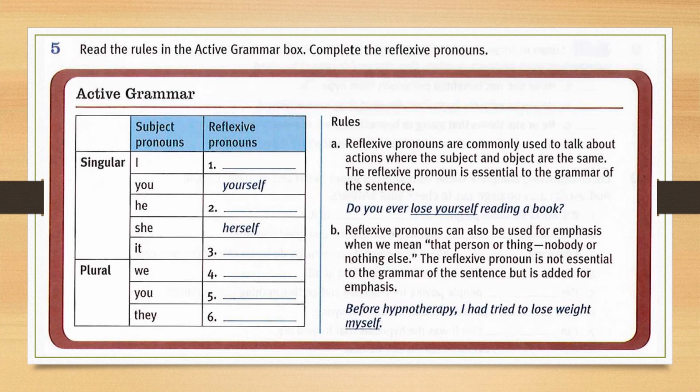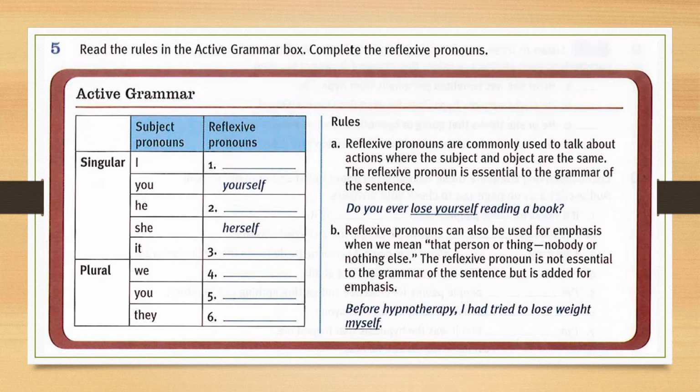Rule A. Reflexive pronouns are commonly used to talk about actions where the subject and object are the same. The reflexive pronoun is essential to the grammar of the sentence. For example, do you ever lose yourself reading a book? If you delete the word yourself there, the sentence does not have a full meaning. So yourself has to be there as part of the sentence, as part of the meaning of this sentence.